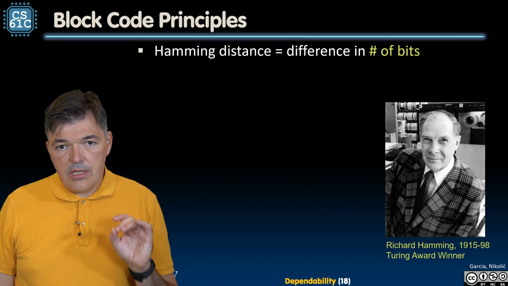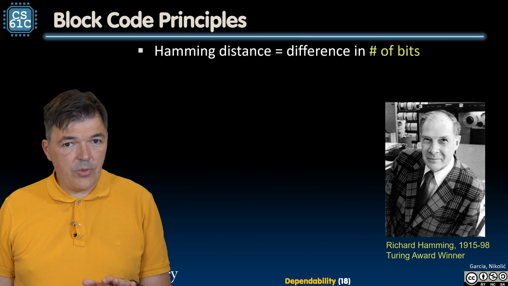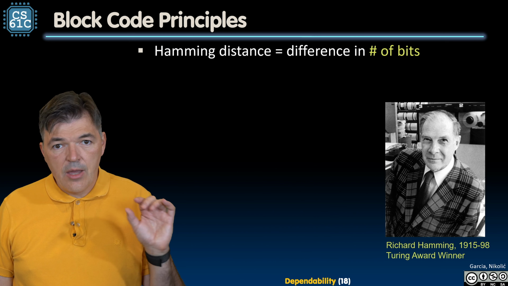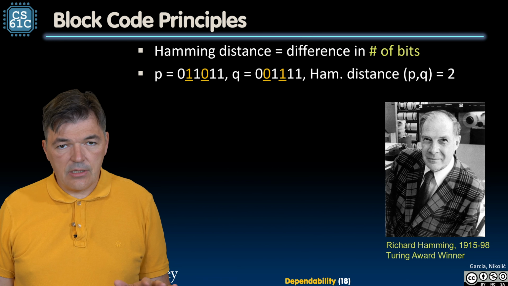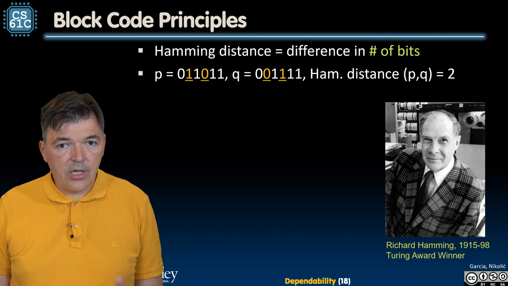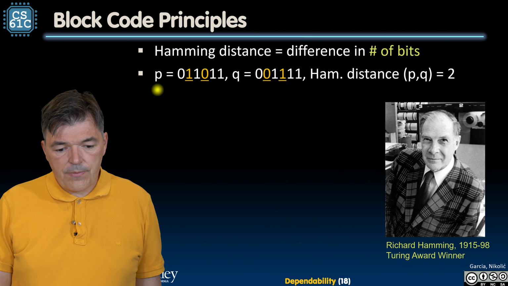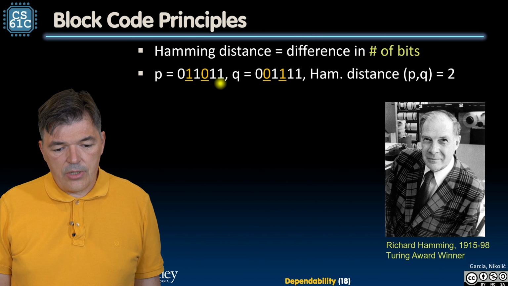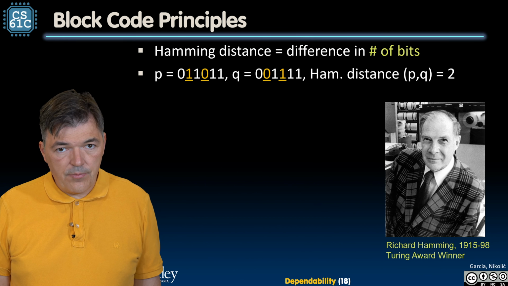Hamming distance is essentially a difference in the number of bits between two binary numbers, but when looked at bit by bit. Here is an example. Let's say that we have one word that is P, the other word that is Q, and we would like to find out how different they are in terms of bits. So the word P is 0, 1, 1, 0, 1, 1, and Q is 0, 0, 1, 1, 1, 1. We compare them bit by bit and find out how many of them are different.